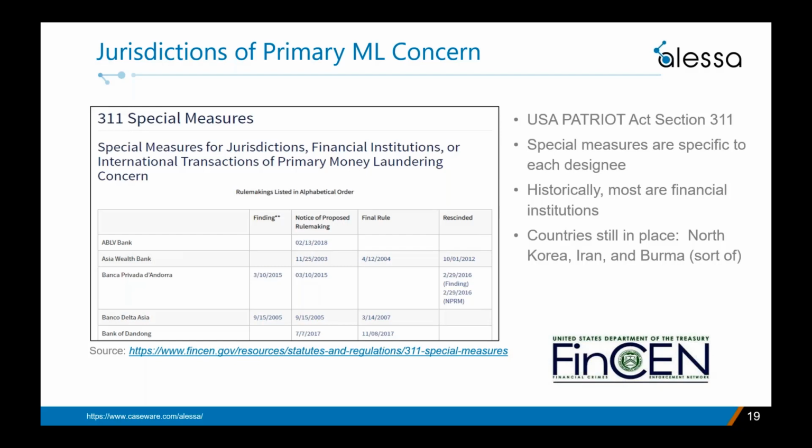And the image you see here is just an excerpt from the list, which you'll find on FinCEN's website. Now, Burma is a unique one because U.S. economic sanctions on it were lifted in 2016. However, the special measures remain in place, but with something called an administrative exception. This allows U.S. financial institutions to provide correspondent services to Burmese banks, subject to, of course, appropriate due diligence requirements.